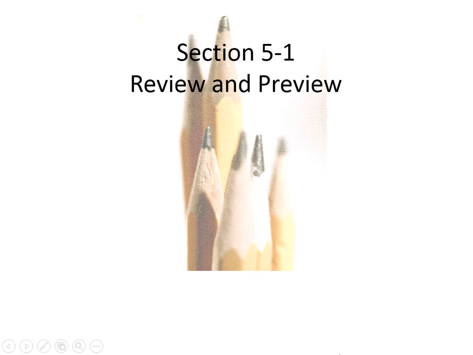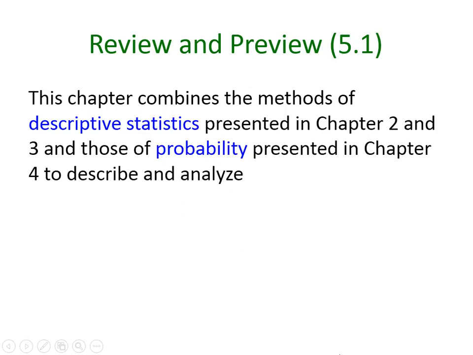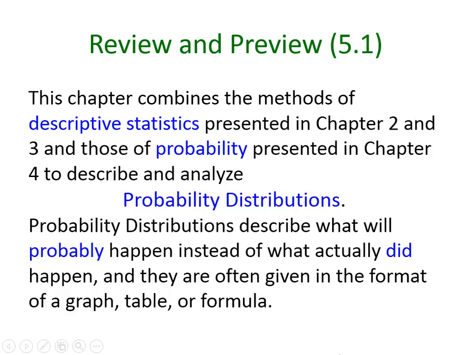All right, section 5.1 then, reviewing where we've been first, and then going with a preview of where this chapter is taking us. This chapter is going to combine the methods of descriptive statistics that we talked about in Chapters 2 and 3, and those of probability that we just talked about in Chapter 4, to describe and analyze. So we're bringing the different pieces together that we've already done.